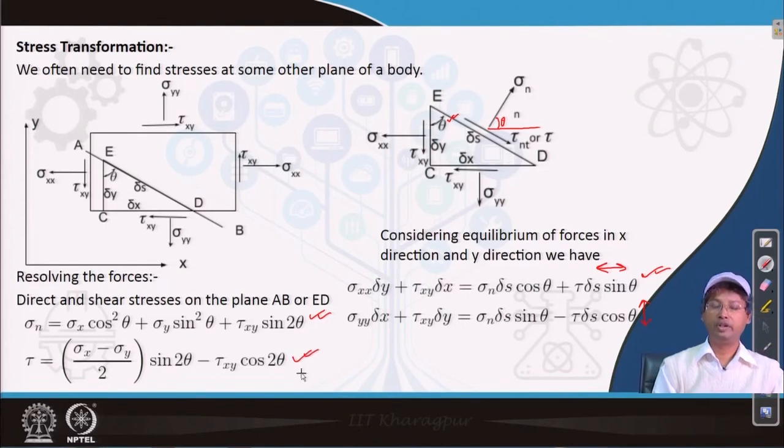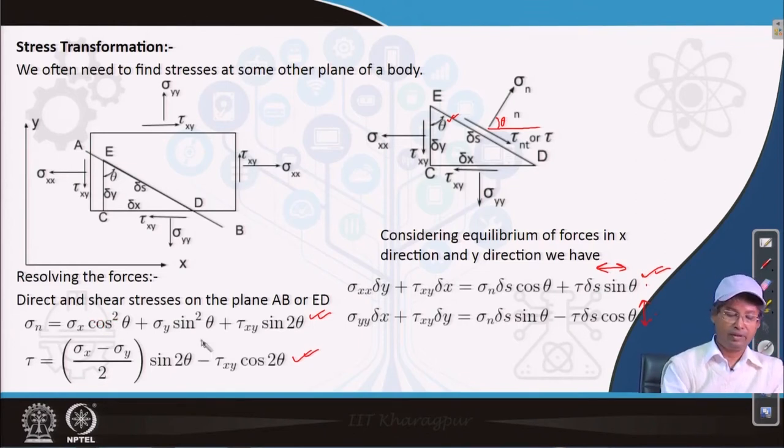Solving I have skipped intentionally, since you can easily do it because it is already covered, otherwise I can give you a simple idea. If we multiply this equation with cos and this equation with sin, and add them up, this portion will cancel and we will get the expression of sigma n, and this delta y by delta s is nothing but the cos. So, another cos will come from here. We are multiplying with the cos, that makes the cos square theta.